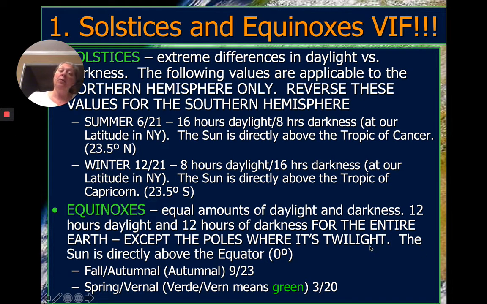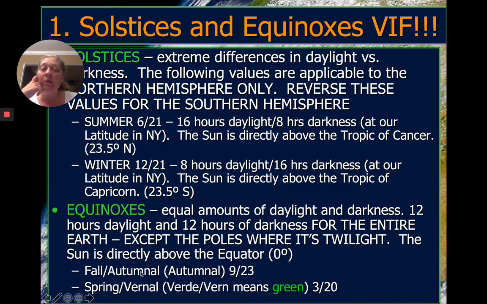At the poles on the equinox, it's pretty cool. The sun just hugs the horizon for 24 hours. It goes around the horizon for 24 hours. It's pretty cool, right? And on the equinoxes, the sun is directly above the equator.